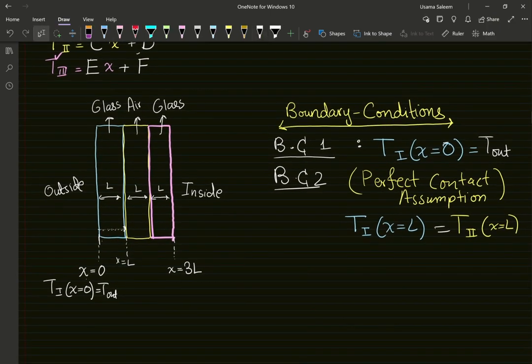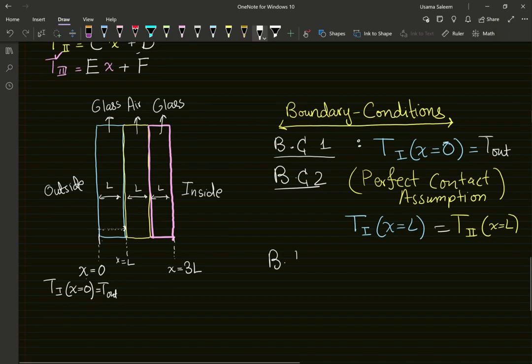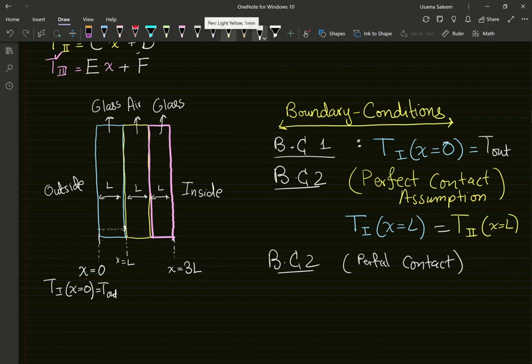So, assuming perfect contact once again, I'm just going to scribble that now. The next key assumption is that the rate of heat transfer, the heat flux from the first domain, k_g times the derivative at x equals L, has to equal the flux going into the next domain, which is the second domain.